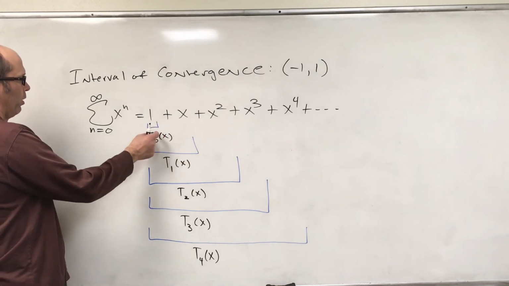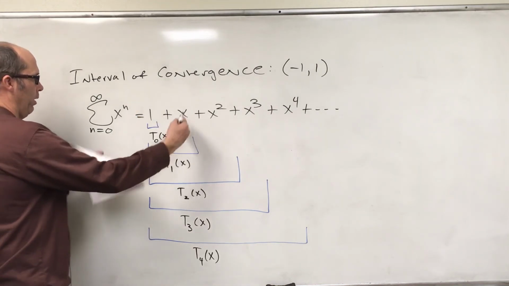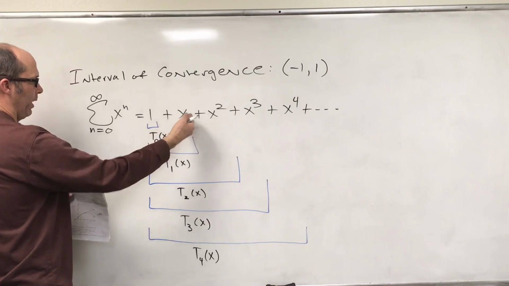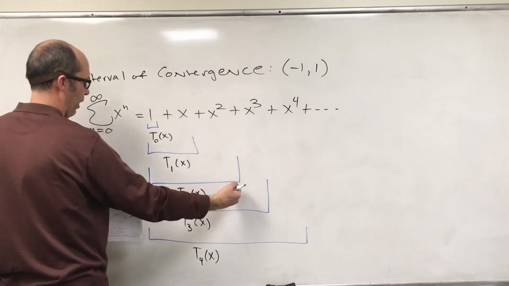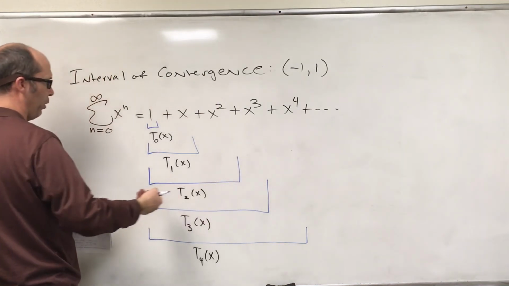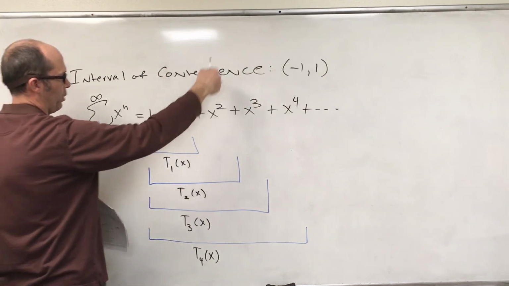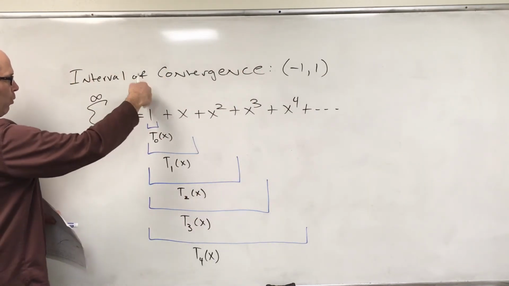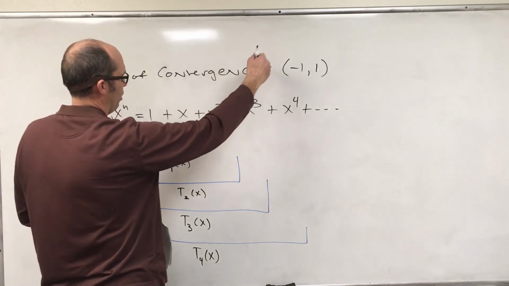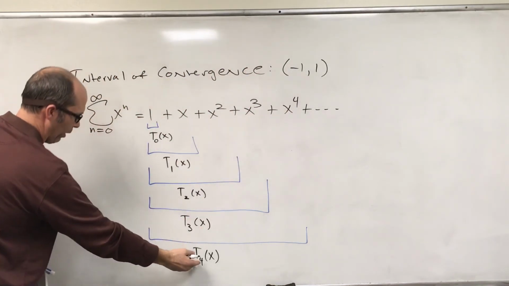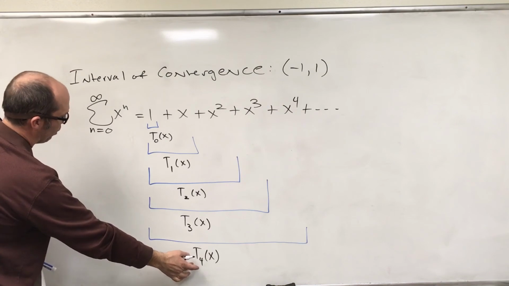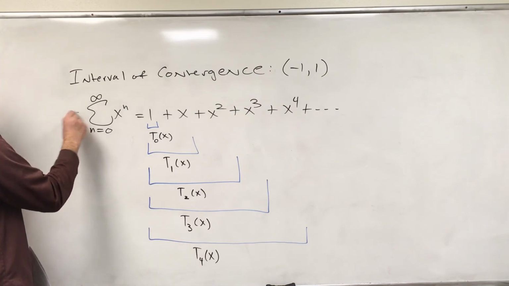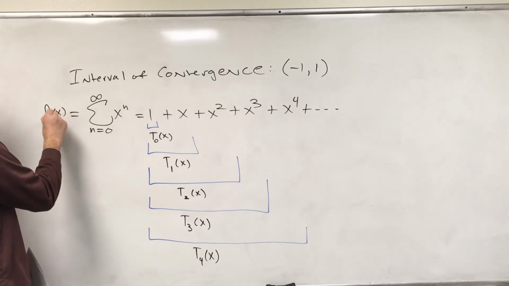So constant 1, 1 plus x is my linear. 1 plus x squared is my quadratic Taylor polynomial. 1 plus x squared plus x cubed is my cubic Taylor polynomial. 1 plus x squared plus x cubed plus x to the fourth is my fourth degree Taylor polynomial for the function f of x.